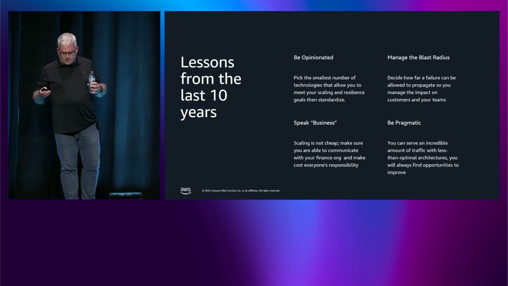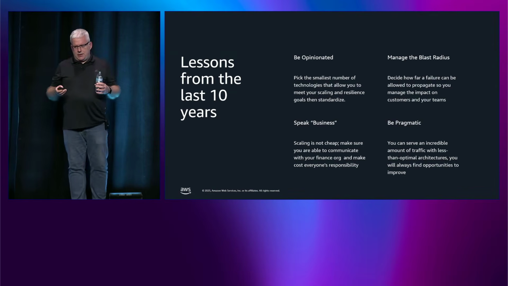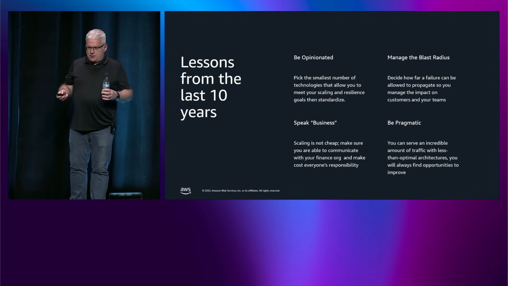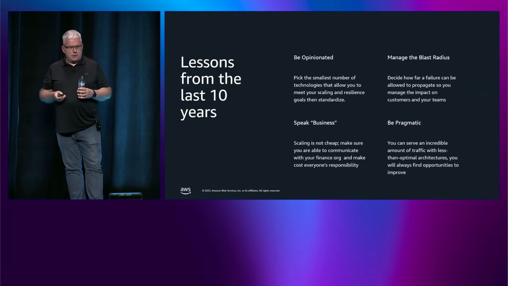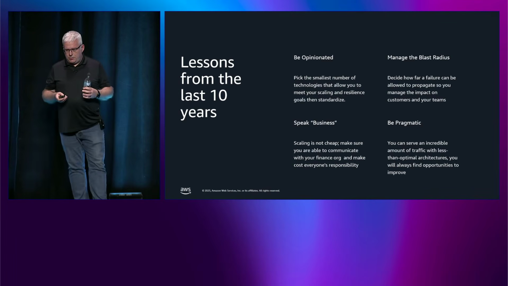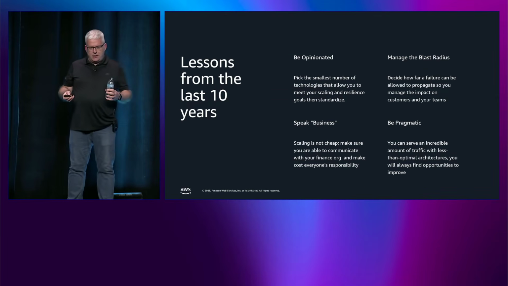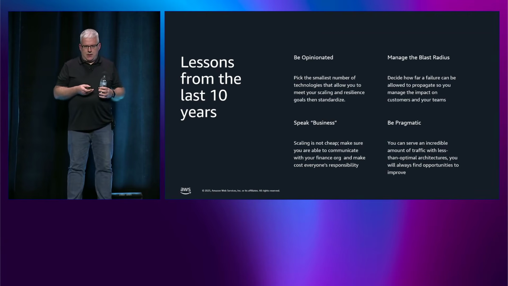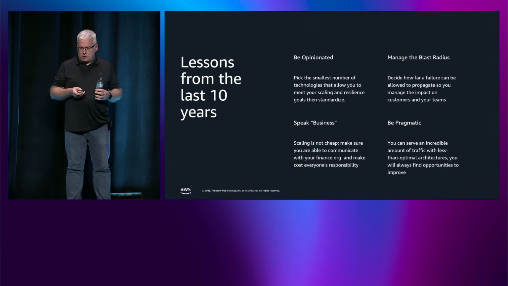So wrapping up, some lessons that we've learned from the last 10 years. Be opinionated. You need to pick the smallest set of technologies that meet your scaling and resilience needs, and then standardize hard on them. Manage the blast radius, so decide explicitly how far failure is allowed to propagate. Speak business. Scaling isn't cheap, so get fluent in cost and value so you can have real conversations and make cost everyone's responsibility. Above all else, be pragmatic. You can serve a staggering amount of traffic with less than perfect architectures. The art is in improving them continuously without stopping the world.